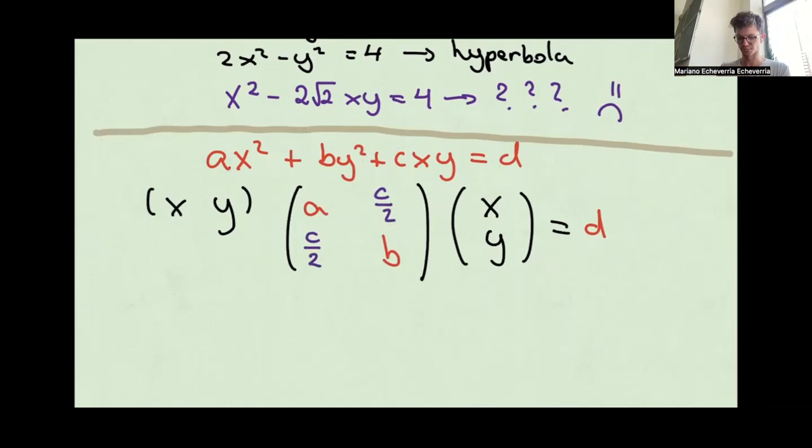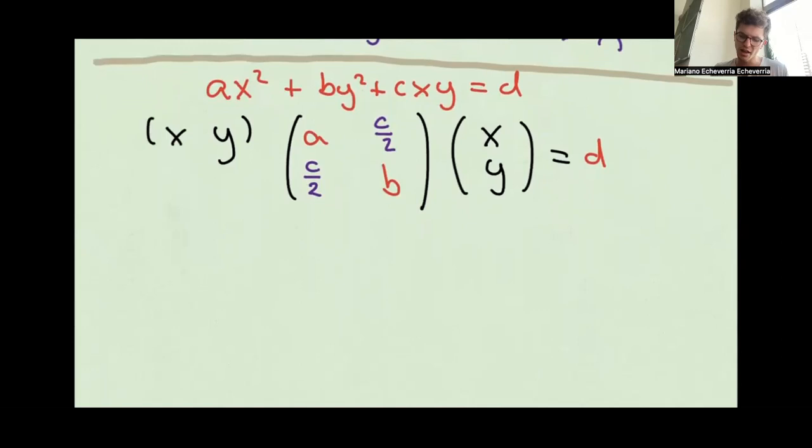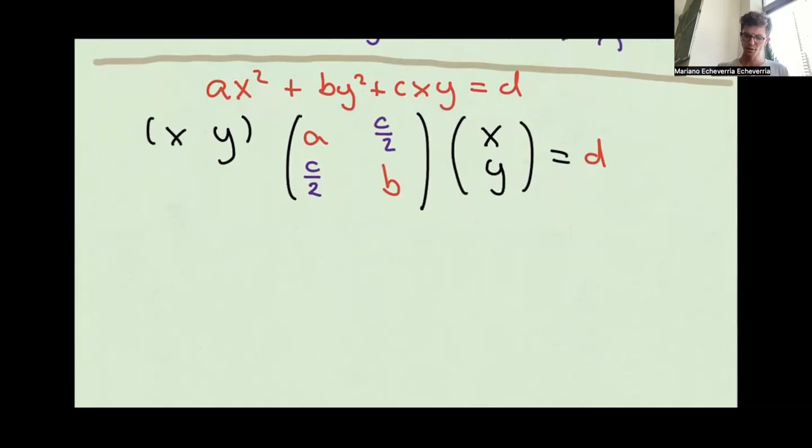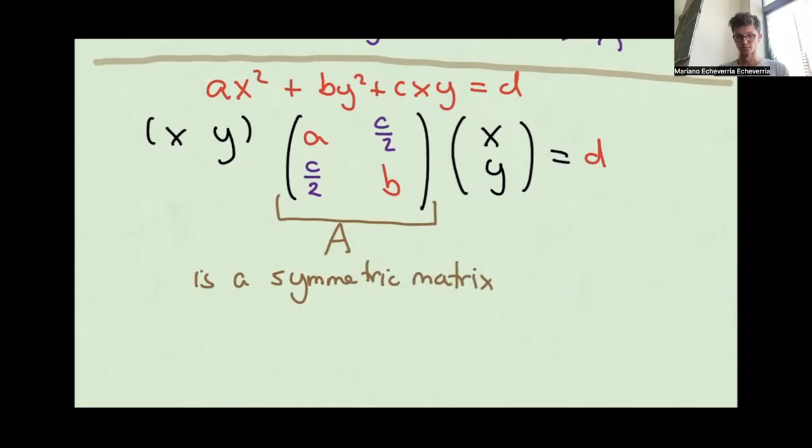Okay, and this matrix is kind of a fun multiplication to do. If you do this product, you should try doing this product to make sure to realize that you get this equation, okay? But this matrix is going to be symmetric. Is that making sense so far?